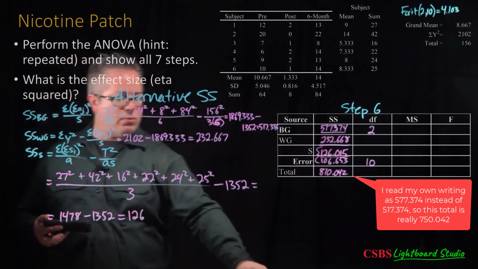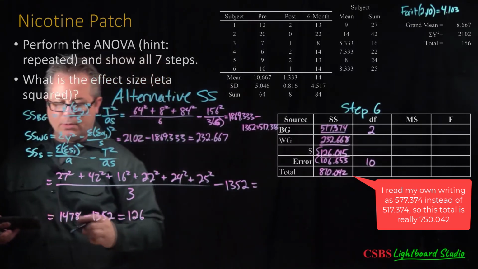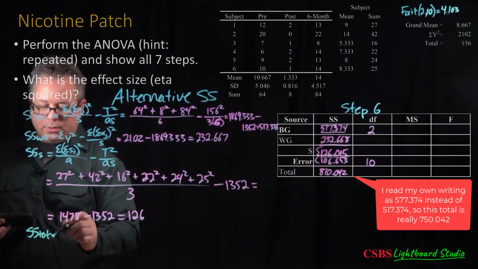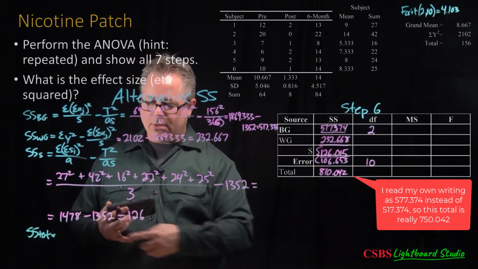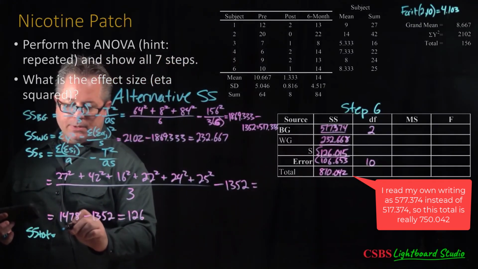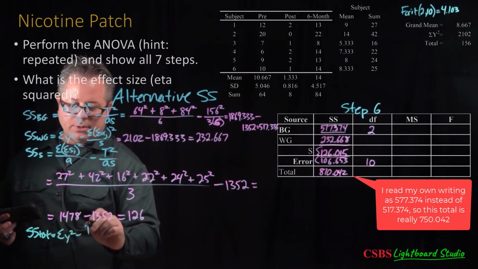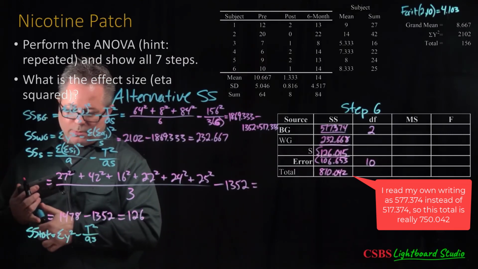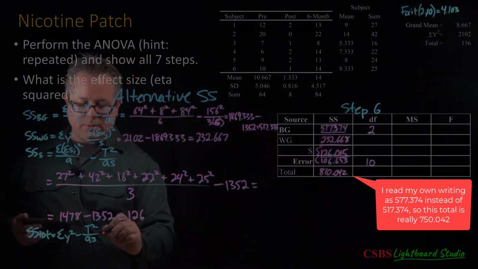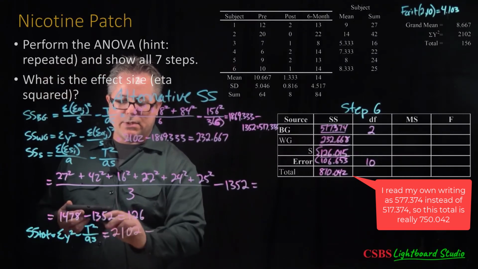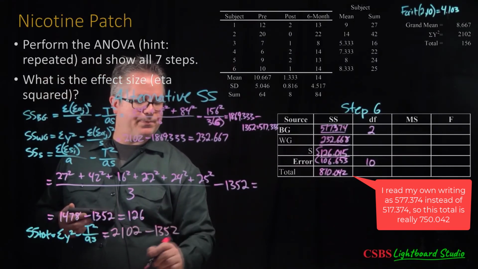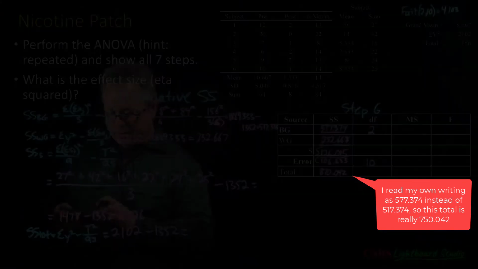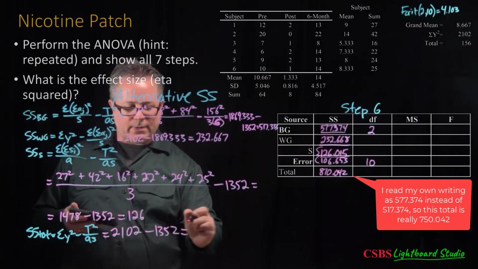For sum of squares total, that's simply going to be the equation, I'll write it out again: the sum of Y squared minus the T squared over AS, which in our example is 2102 minus the 1352. Alright, so 2102 minus 1352 equals 750.